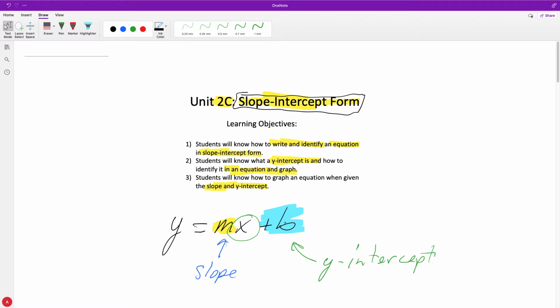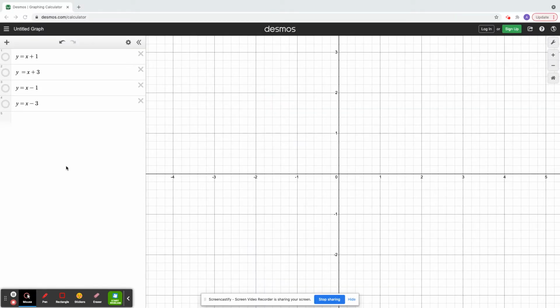All right, before we get into actually graphing or talking about this a little bit more, I'm going to show you some graphs to see if you can identify what our y-intercept actually is. You see we have them off to the side. We have y equals x plus 1, y equals x plus 3, y equals x minus 1, and y equals x minus 3. We're trying to see if you can identify what our y-intercept is without me needing to tell you right now. So let's look at our first graph.